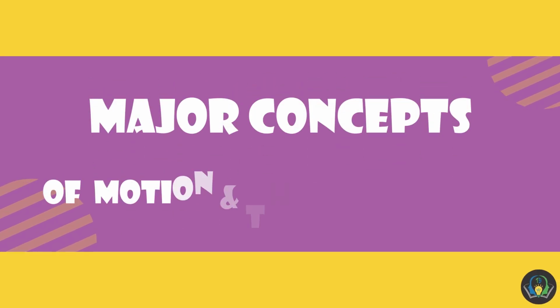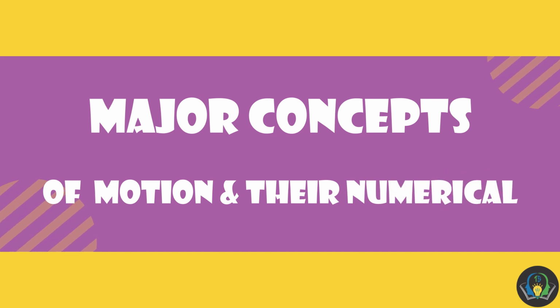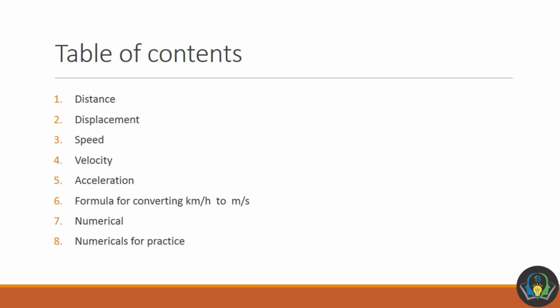So I am here to explain to you the four major concepts of physics about motion and some numericals. So let's get begun with it. The very first thing is: what are we going to study? We will be looking at distance, displacement, speed, velocity, acceleration, and the formula for converting kilometer per hour into meter per second, since this was one of the major issues. Then there are numericals which I'll be showing you, and then I'll be giving you 10 numericals for your practice. So let's begin with the very first thing.